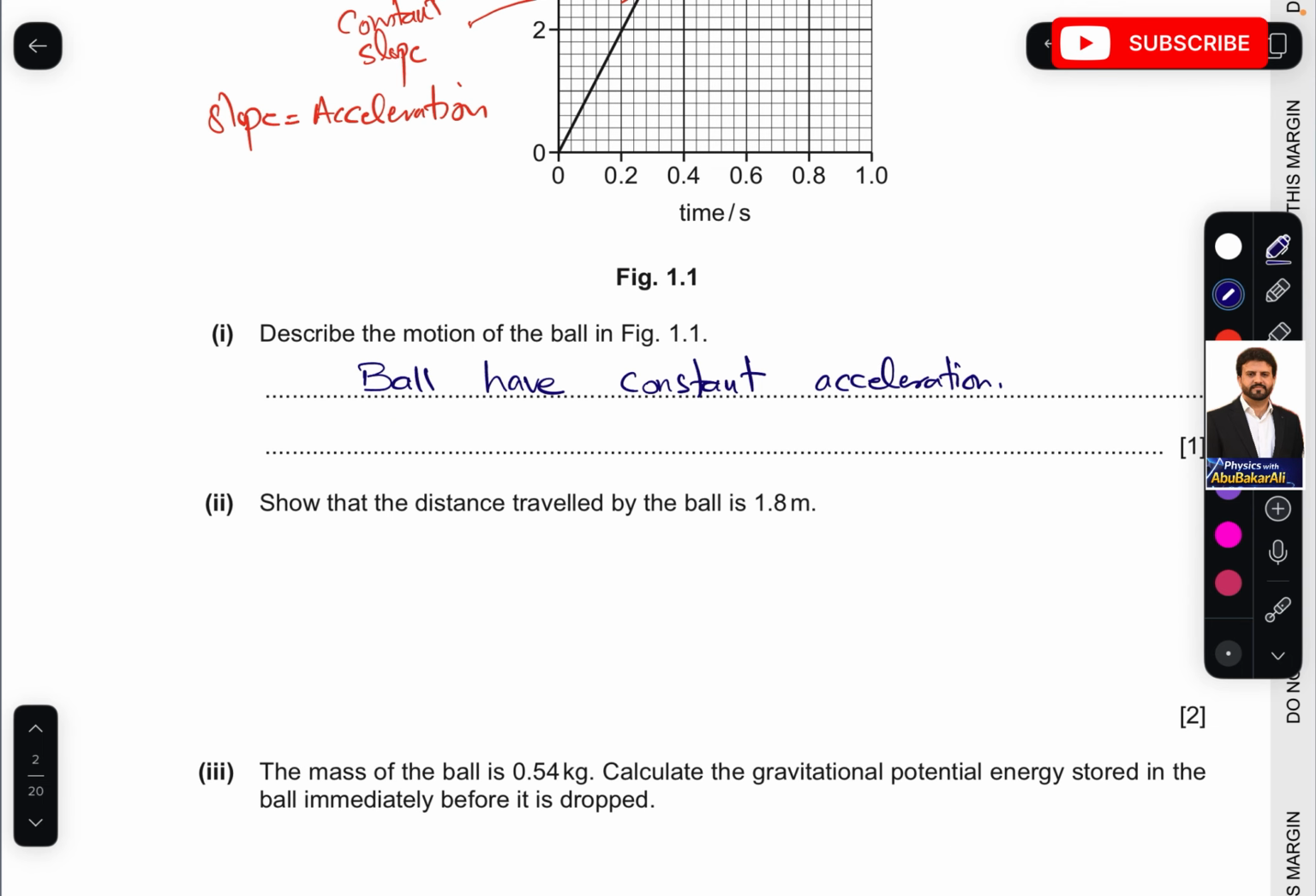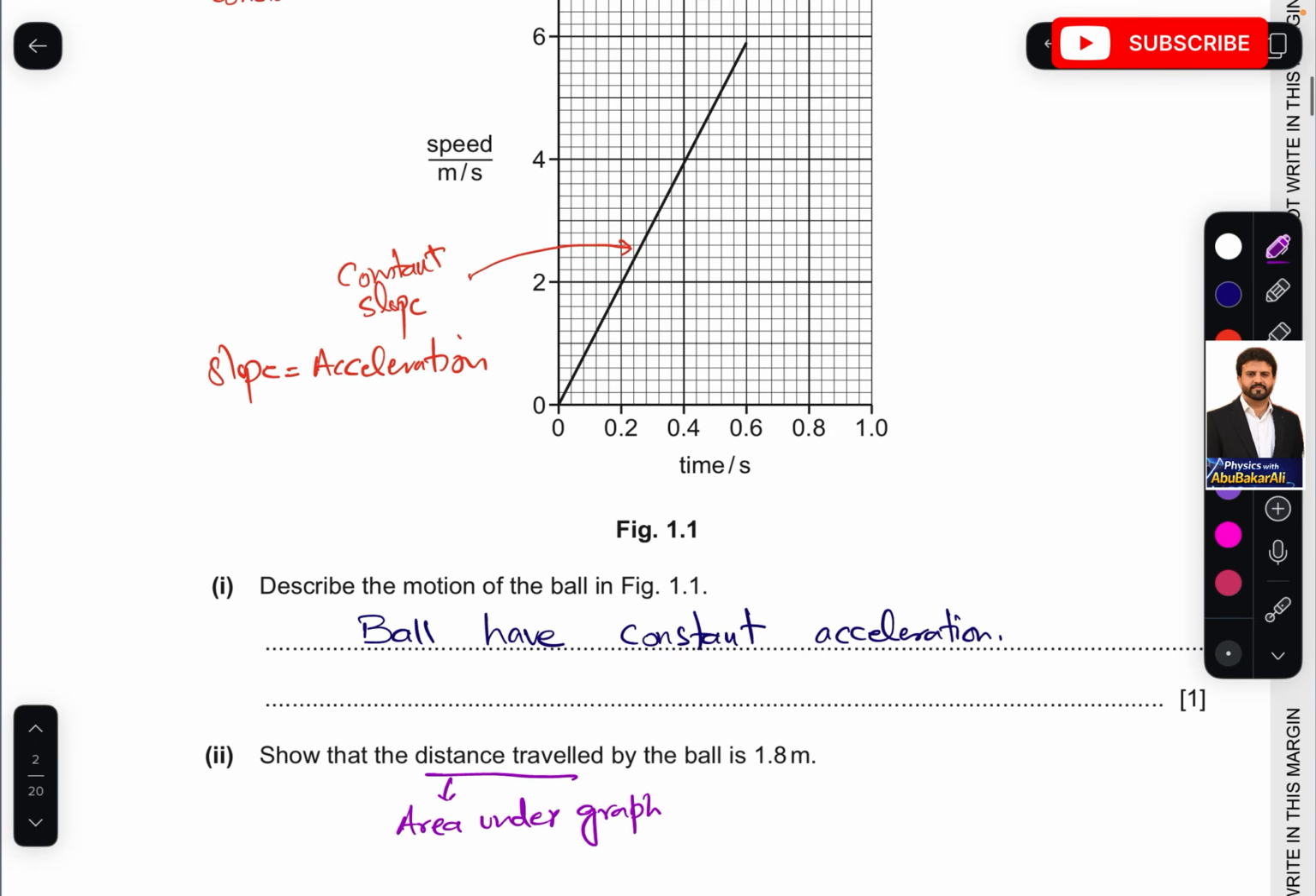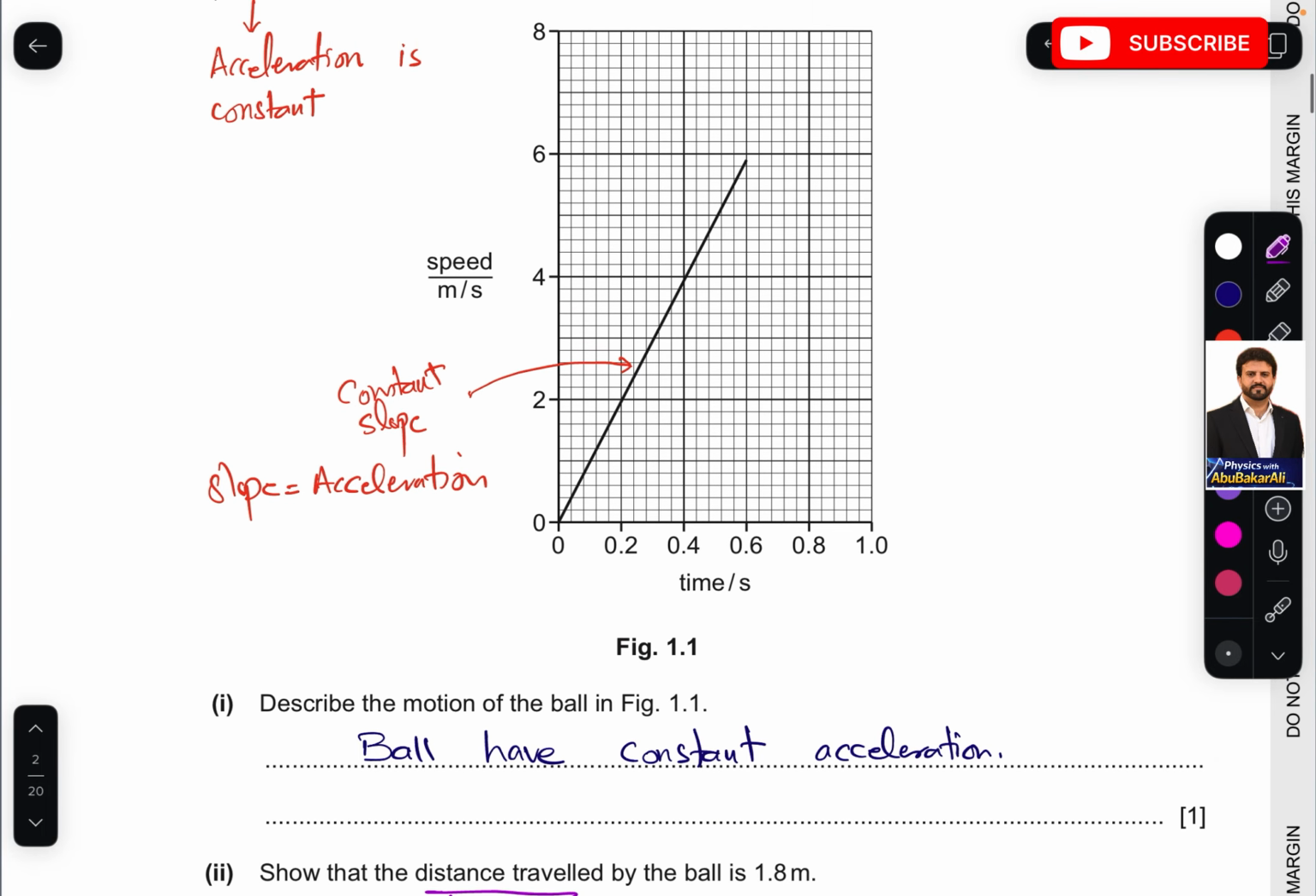Show that the distance traveled by the ball is 1.8 meters. Now the distance traveled is basically equal to the area under the graph for a speed-time graph. So we have to look at the area under the graph. If I see, it's coming here, and this is making a triangle. So we have to find the area of the triangle.